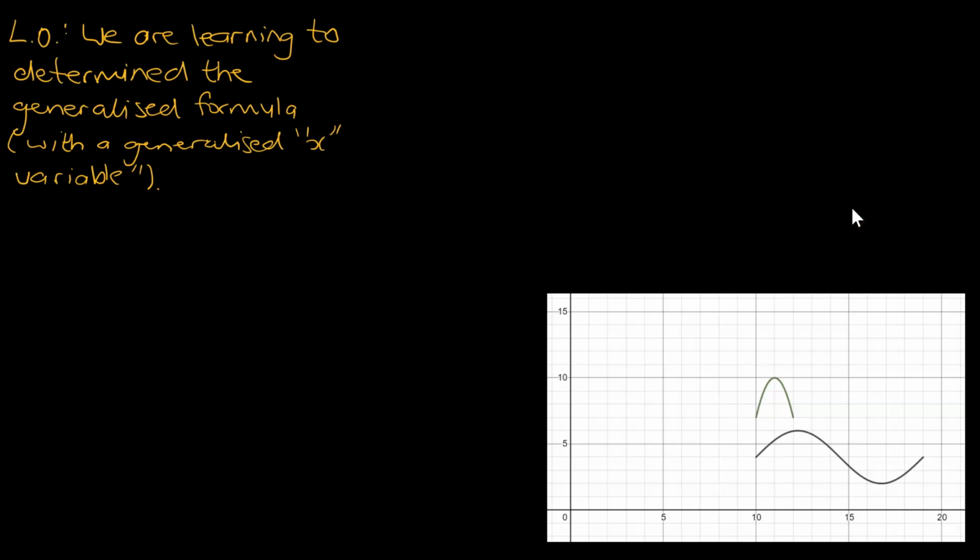Today's learning objective is in yellow. We are learning to determine the generalized formula of a given equation, and this time around we're specifically focusing on a generalized x variable. What that means is it is a variable that relates to the x-axis. So I've got two graphs here. These two graphs could have come from a previous question, and we're going to generalize both of them, and I'll show you what that idea of generalization means. So let's start off with the parabola, and then we'll move on to that trig graph.